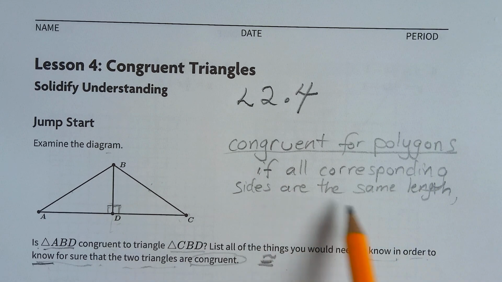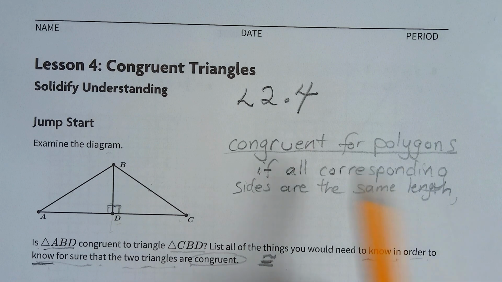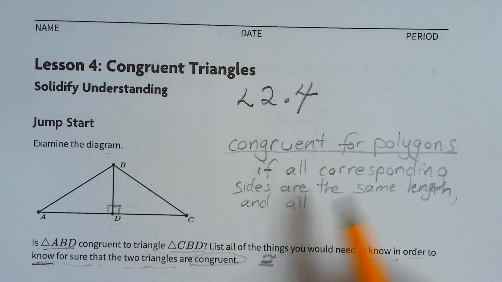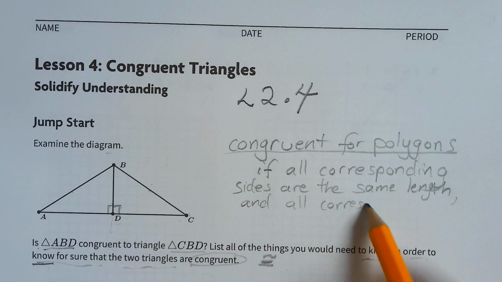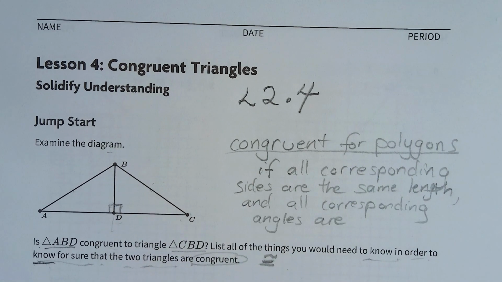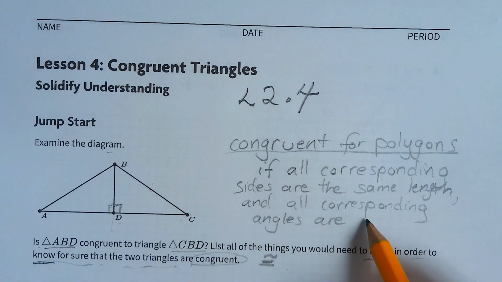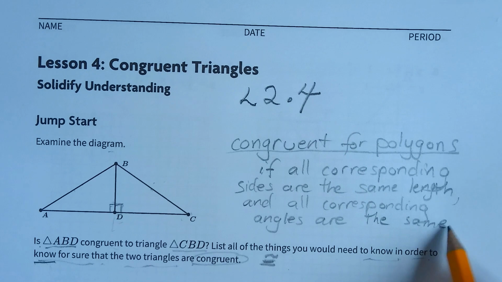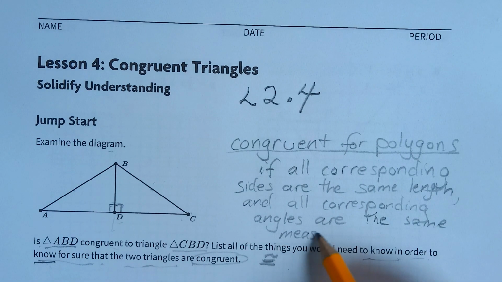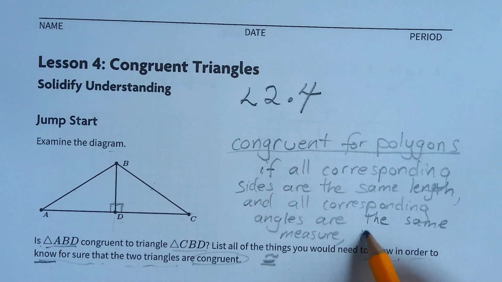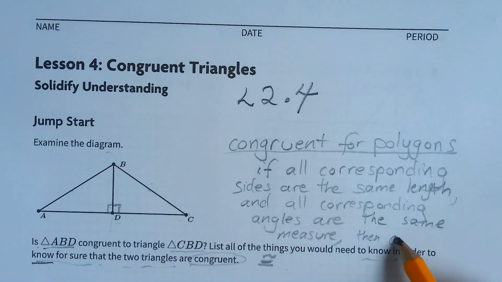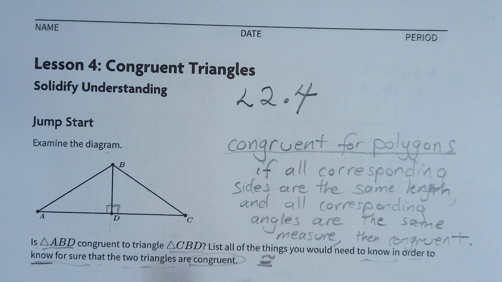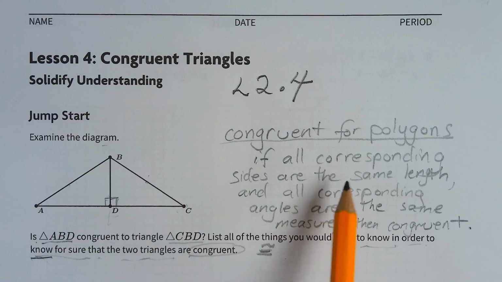If all corresponding sides are the same length, okay, that's good, that is half of it, and all corresponding angles are the same measure, then they're congruent. So then that's all the things we need to know.